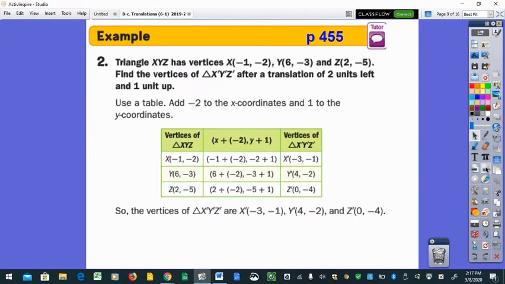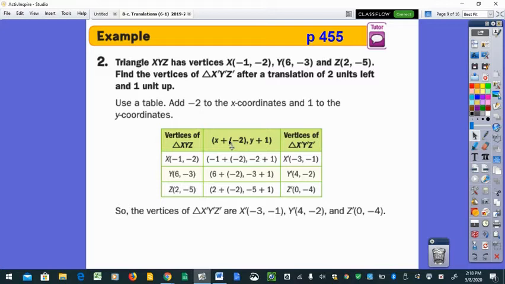Here is just another example where they are showing you how to use that translation notation. So these are the original points, X, Y, and Z, that they're giving you. And then they want you to translate 2 to the left. So that's X minus 2. Oh, by the way, that's the same thing as adding a -2.